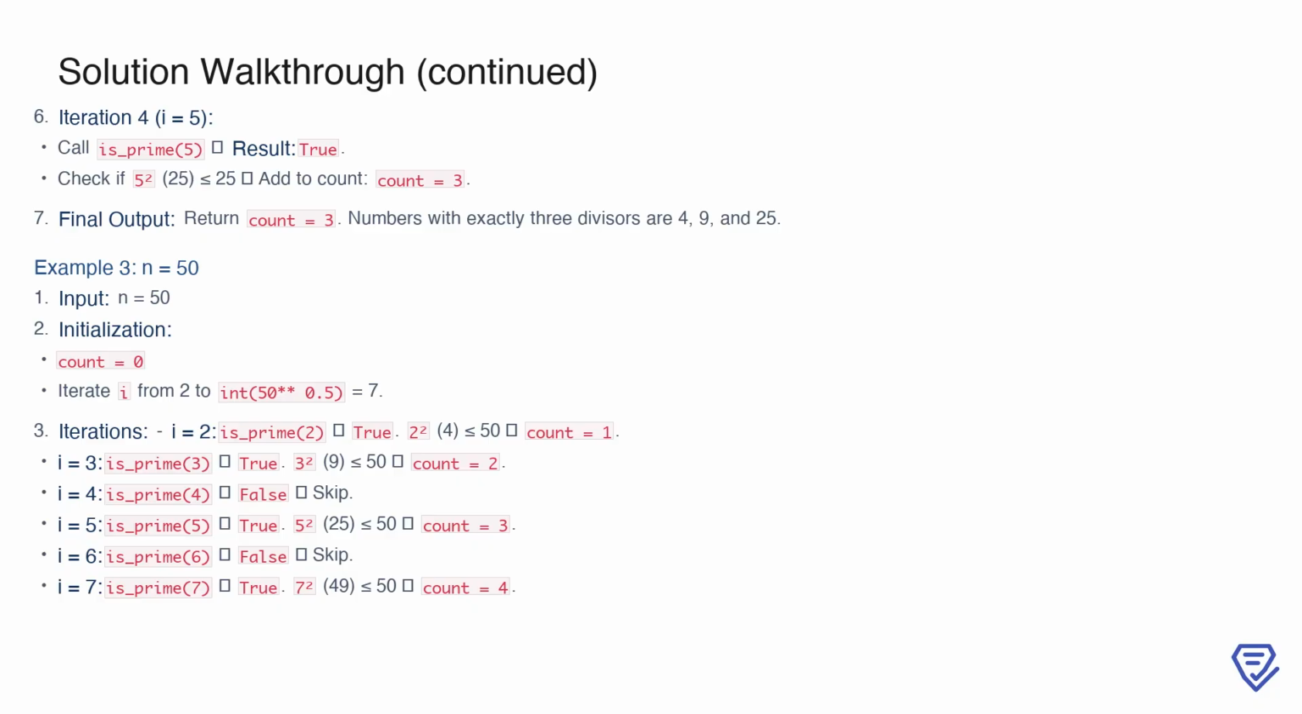Moving on to a larger example, let's take n equal to 50. Here, the process is similar. We initialize the count to 0 and iterate I from 2 to the square root of 50, which is approximately 7. For I equal to 2, we determine it is prime, and its square, 4, is less than or equal to 50, so the count becomes 1. For I equal to 3, we find that 3 is prime, and its square, 9, is also less than or equal to 50, increasing the count to 2.